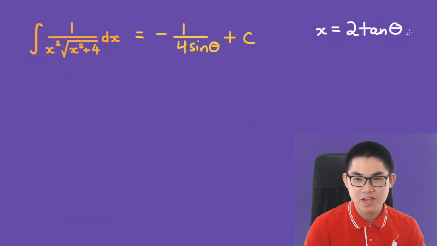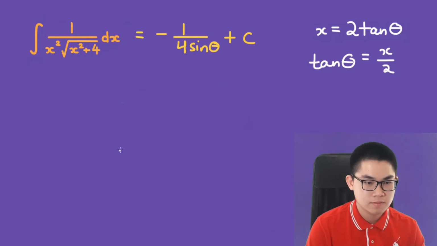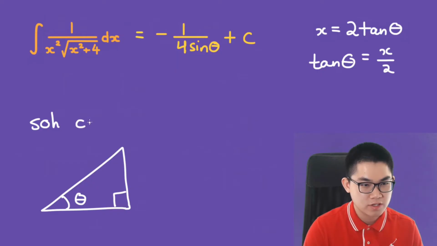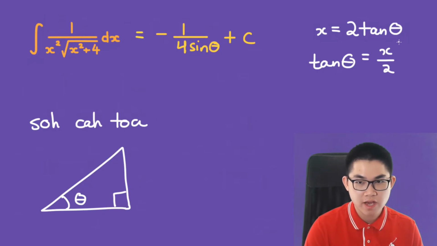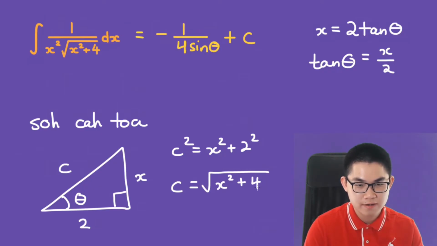This is where our equation comes in. So x equals 2 times tan, so tan is x over 2. We have a right triangle, and here is our opposite side. Then using SOHCAHTOA, tan is opposite over adjacent. So the opposite side is x, the adjacent side is 2, and we want to find the hypotenuse. So c squared is equal to x squared plus 2 squared. So c is the square root of x squared plus 4.